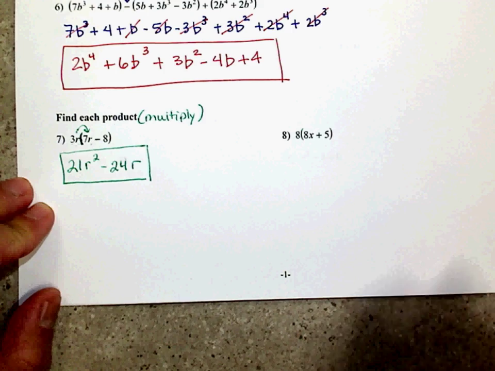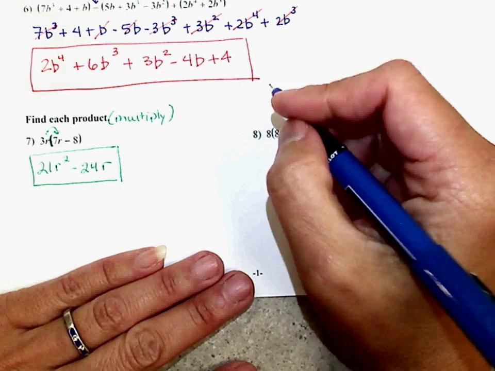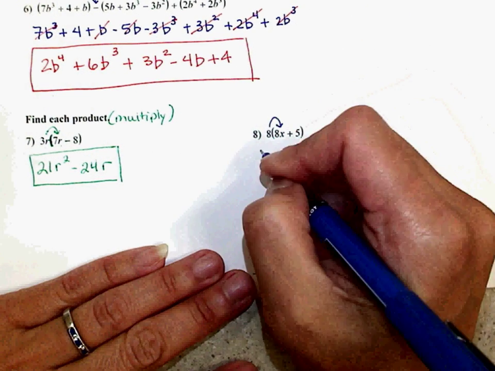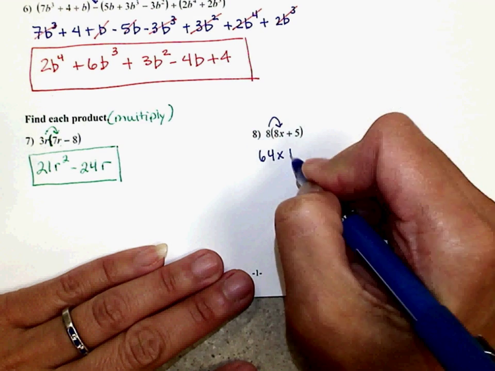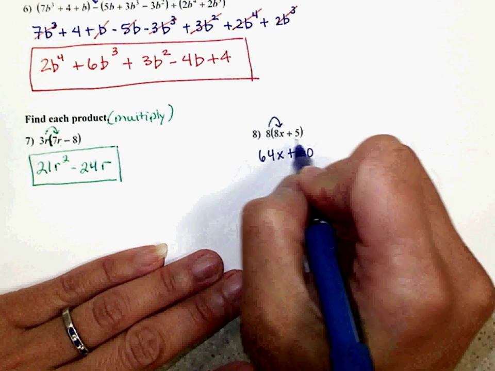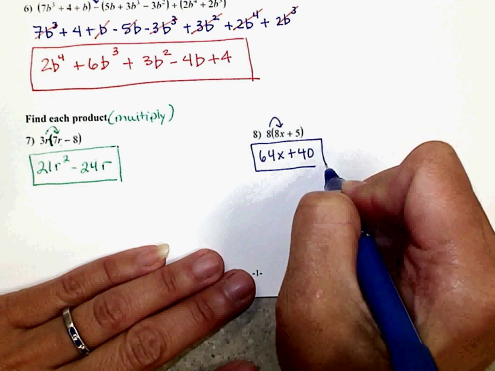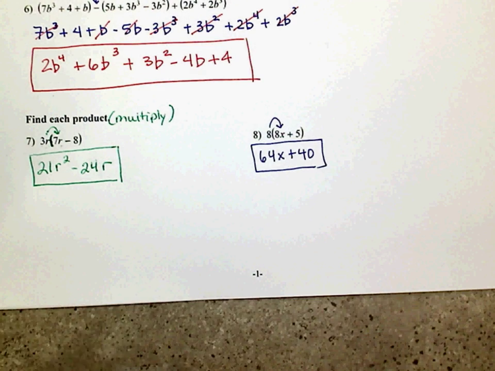Number 8. 8 times 8x is positive 64x. 8 times positive 5 is plus 40. These are not like terms, so there's your final solution. And there you have the page 1 review.